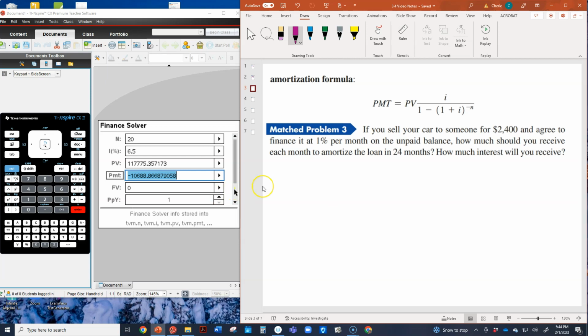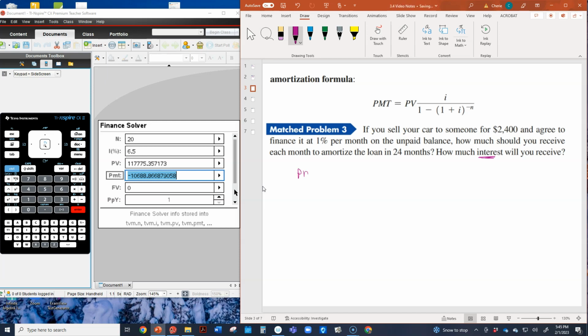So they want us to figure out how much interest you're going to earn. In order to figure out how much interest, the first thing you need to do is calculate what the payment would be, and then figure out if they make that payment for 24 months, how much more it is. So let's calculate the payment.